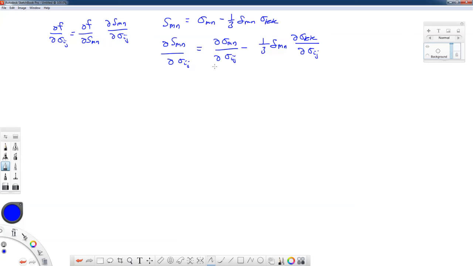Now this first term right here is kind of interesting. We'll only get 1 if i and m are equal and if j and n are equal. Well, the way we can express that in our index notation is Kronecker delta im, Kronecker delta jn.